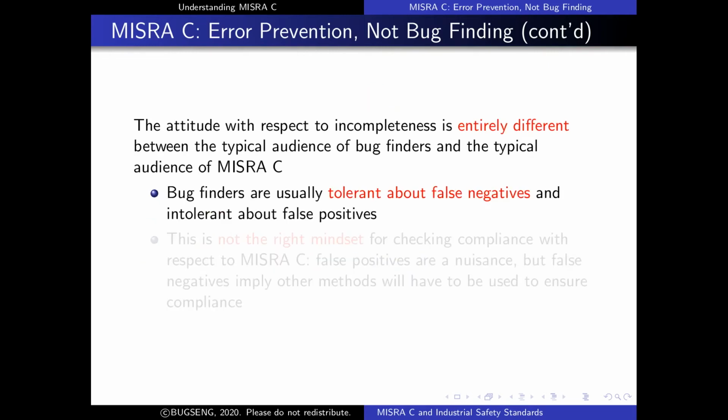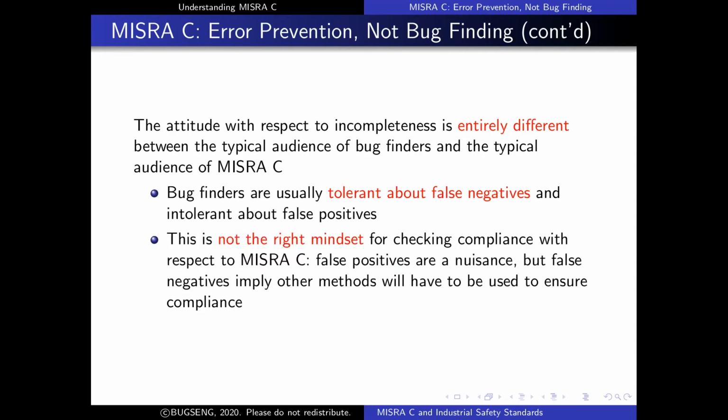Another difference between bug finding and MISRA C is the attitude with respect to incompleteness. So bug finders are usually tolerant about false negatives and intolerant about false positives. If you watch closely, as I do, the developments of the GNU C compiler and of Clang, you will see that as soon as there is a false positive report, they will do anything to switch it off, even if by doing so they introduce false negatives. Okay, false negatives means there is an issue, but the tool doesn't report it. So this is not the right mindset for MISRA C.